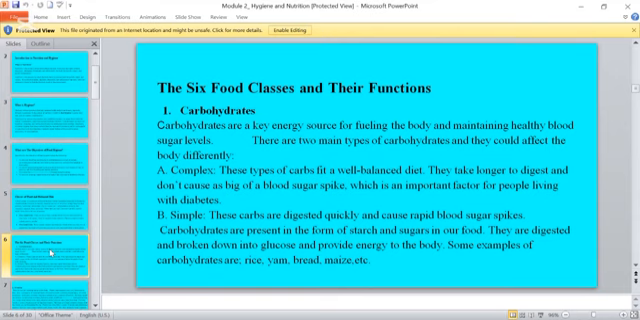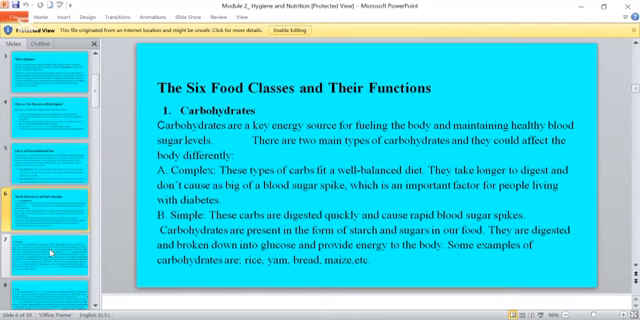We have the complex types, and these take longer to digest and don't cause as big of a blood sugar spike. And we have the simple carbohydrates, which are carbs that are digested quickly and cause rapid blood sugar spikes. So carbohydrates are present in form of starch and sugars in our food. They are digested and broken down into glucose and provide energy to the body. Some examples of carbohydrates are rice, yam, bread, maize, and so on.